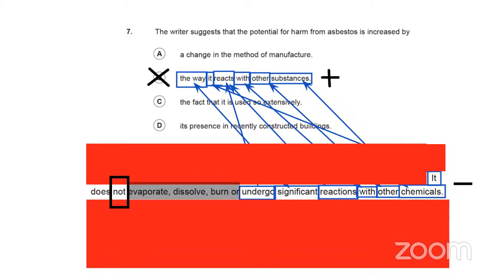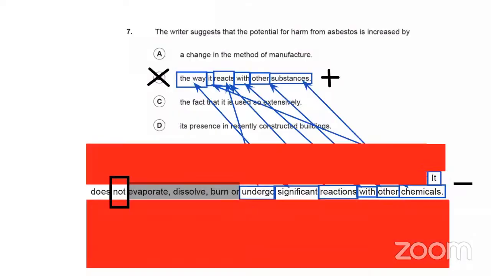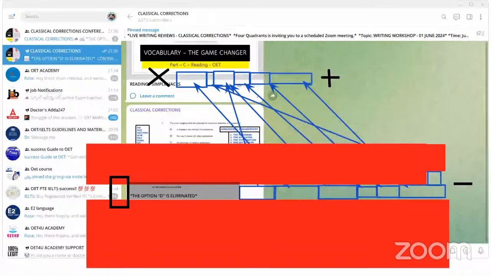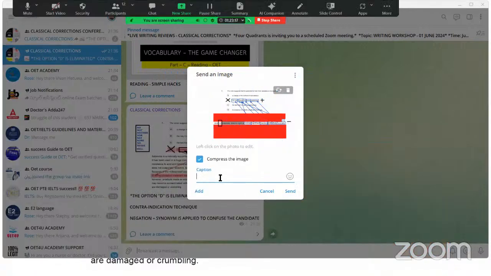Hide floating meeting controls. Yeah, print a screen.